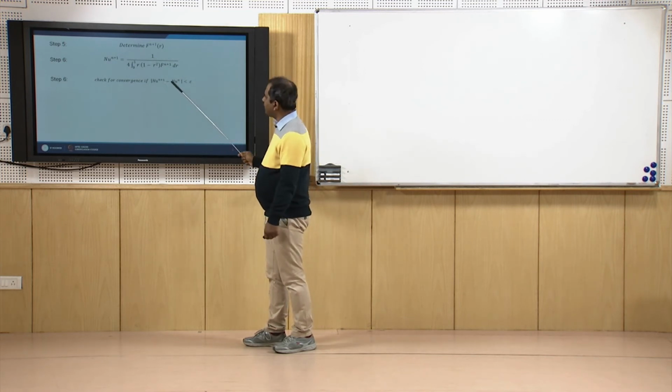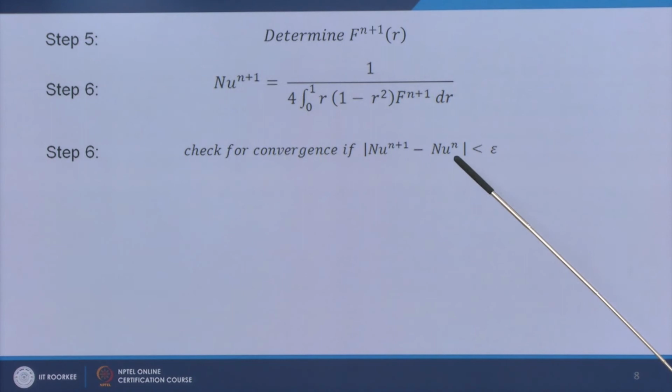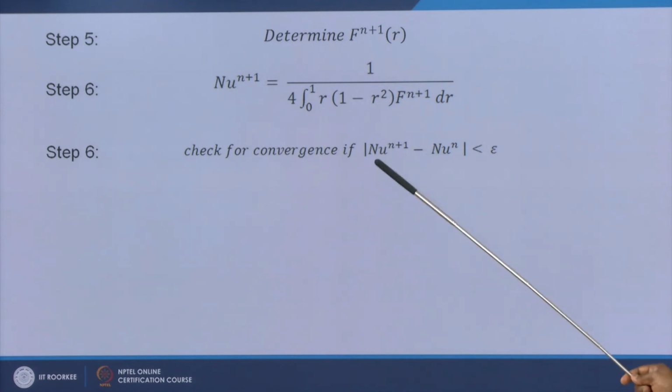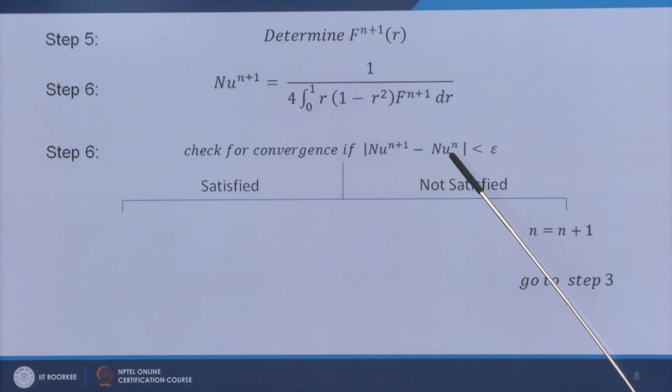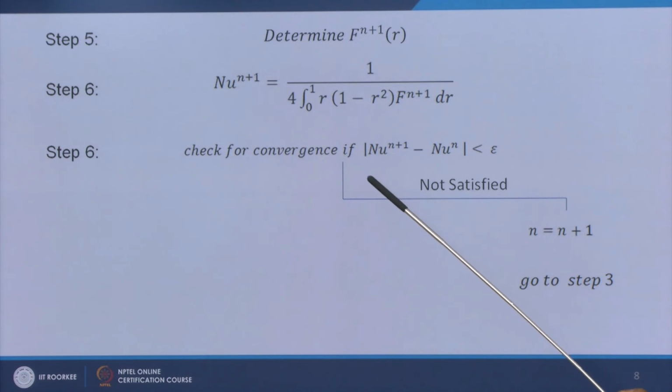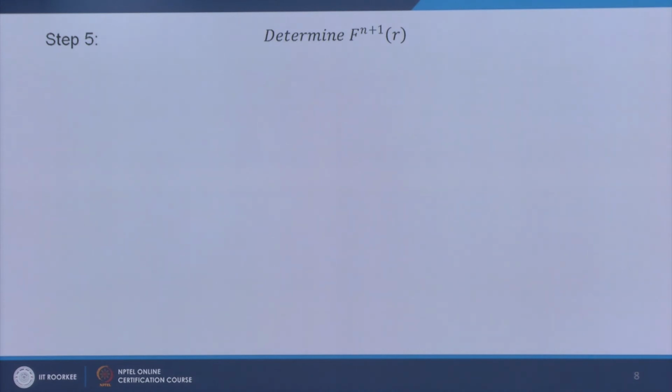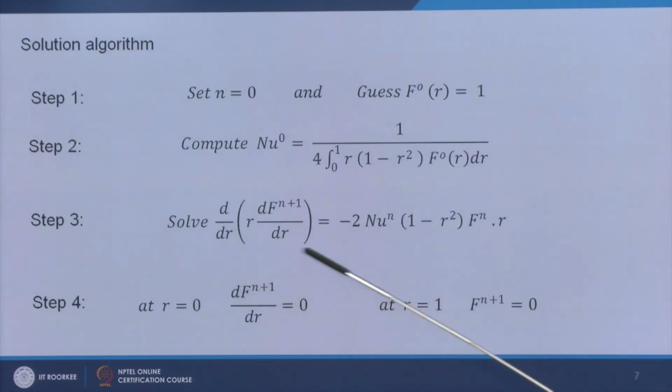Now if you find out that the difference between two Nusselt numbers is very small, smaller than the limit you have considered, then we can say that our scheme has converged. From here you can check this criterion and find out whether the condition has been satisfied or not. If it is not satisfied, then just make n equals n plus 1 and go to step 3. Step 3 is nothing but once again solving this equation.